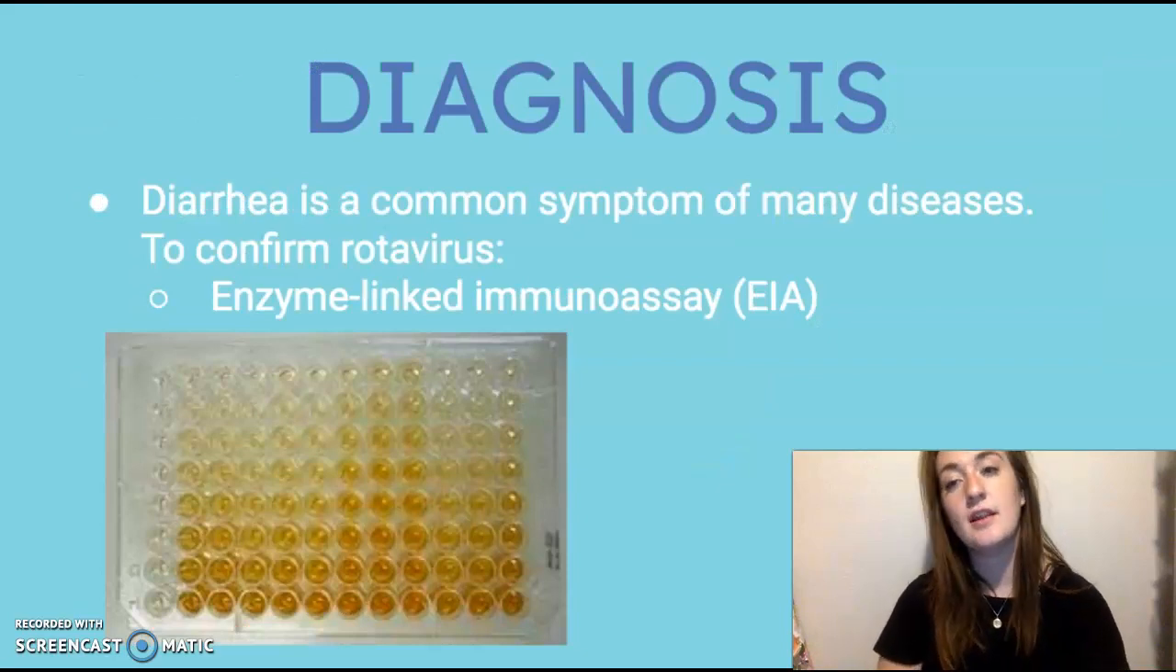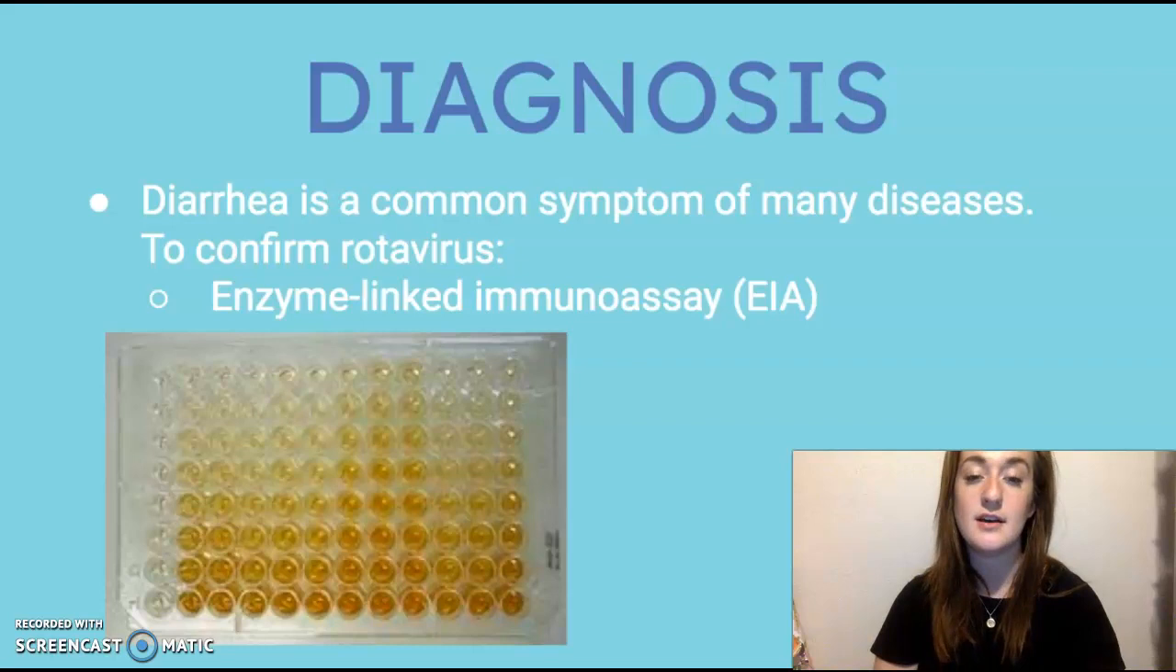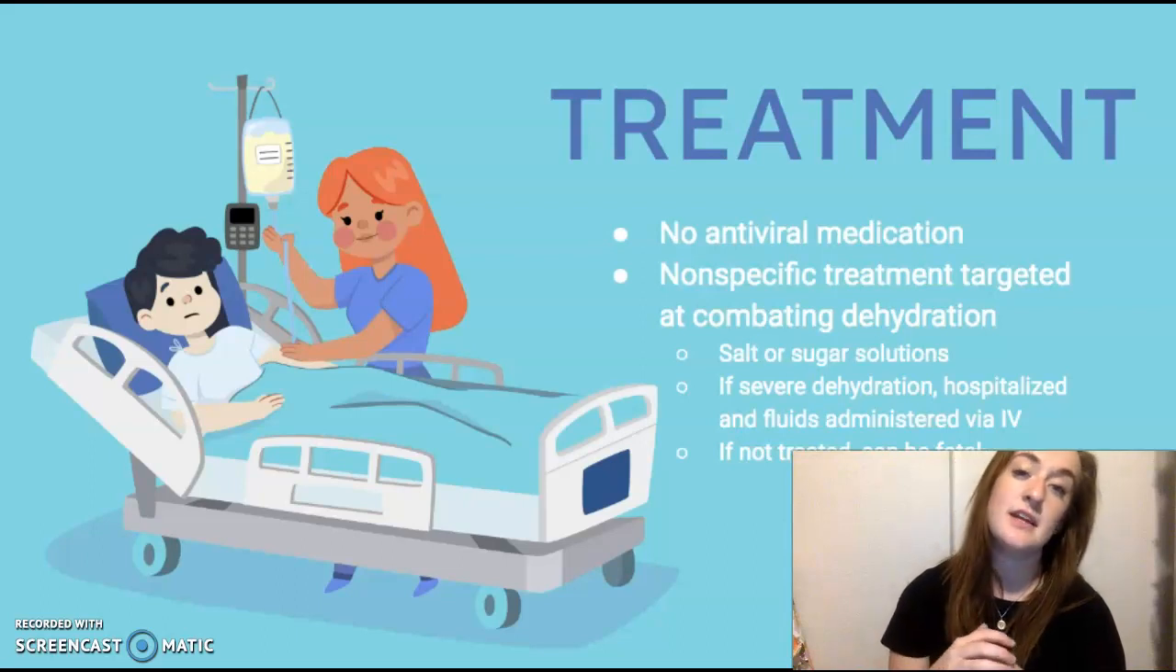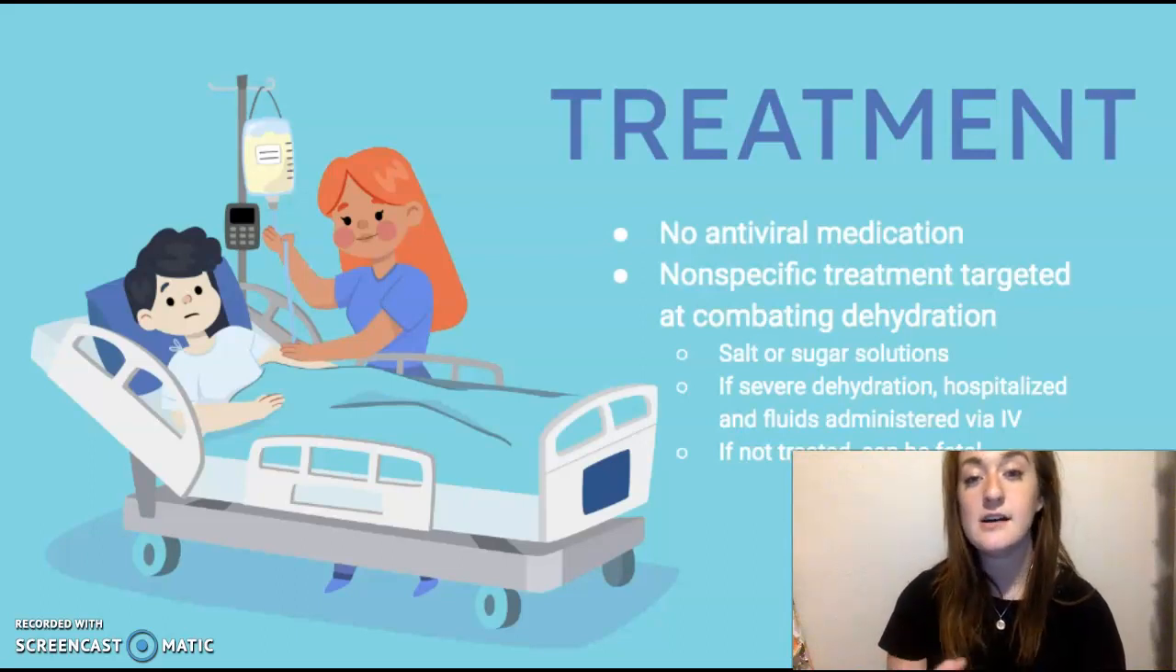Diagnosis. There are lots of different causes of diarrhea. However, if it was important to confirm rotavirus, you could do so by an enzyme-linked immunoassay. So that's where you're going to use particular antibodies to make the diagnosis. However, that is actually kind of rare because if we look at the treatment, there is no specific antiviral medication that targets rotavirus. In fact, treatment will consist of a nonspecific treatment targeted at combating the symptoms of dehydration.